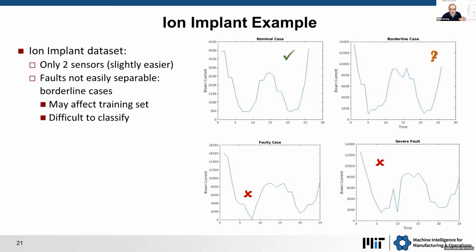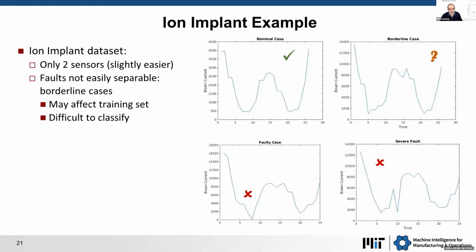And it turns out the expert knows some features to look for. Like in the lower left one, the fact that the beam current goes all the way down to 0 in this spike, that's anomalous. That's not good. Or the one in the lower right, it's very spiky. That's not good. But even the expert, by the way, has some question marks. It's not entirely clear. There are a few borderline cases that are a little bit difficult to classify.